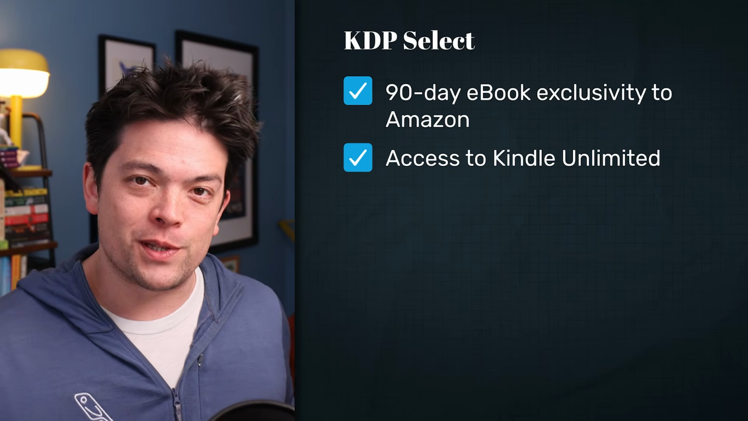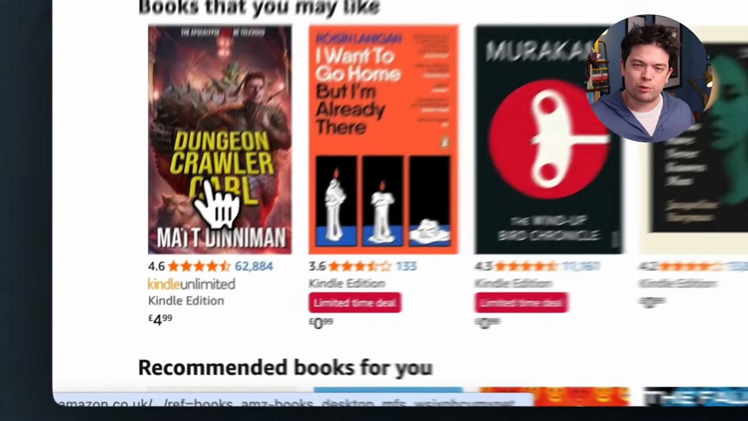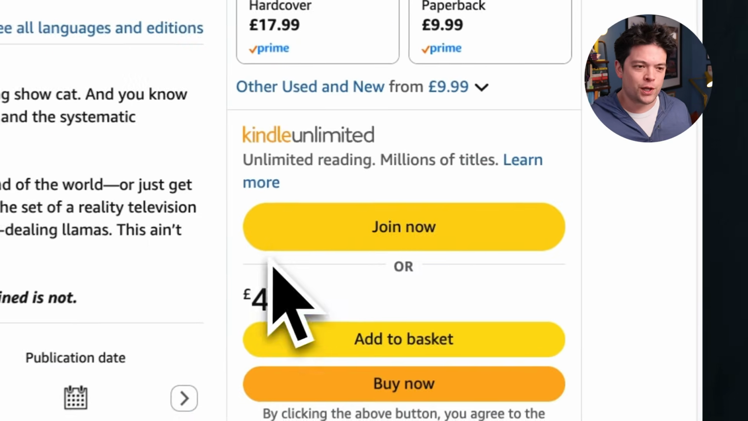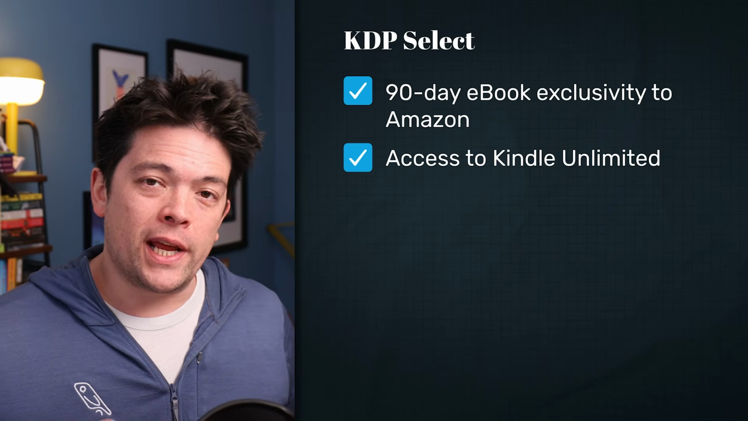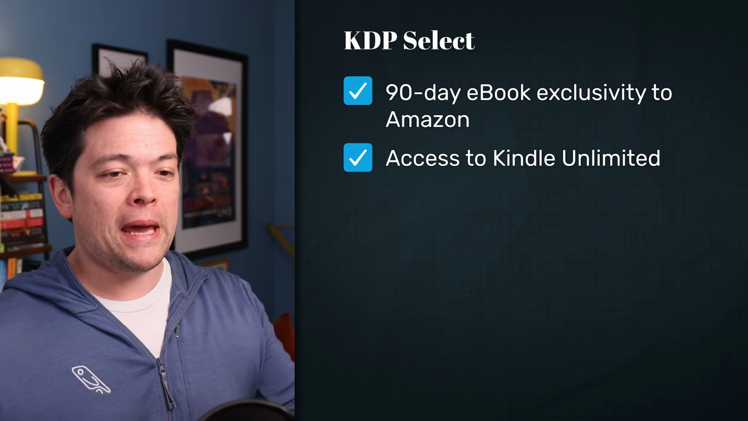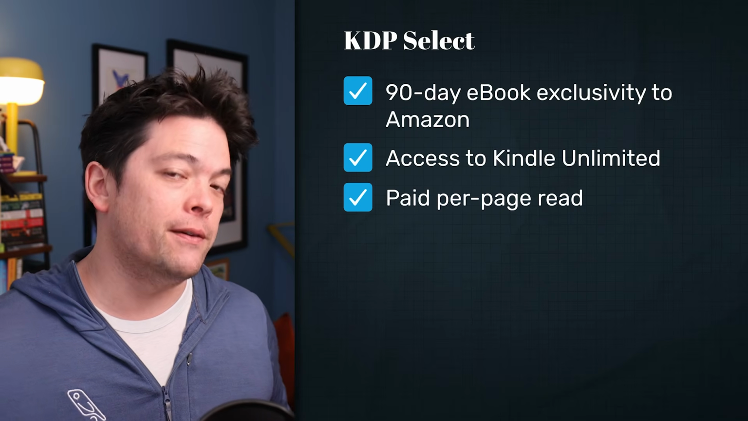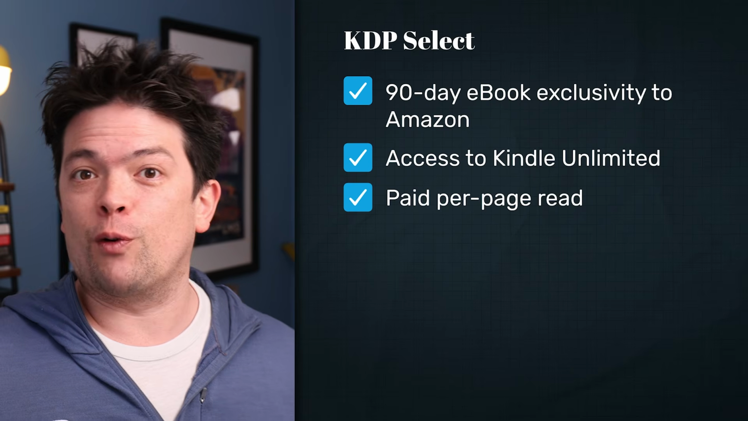or KU for folks in the know. This is effectively a subscription library like a Netflix for books, where readers can pay a monthly fee and read as many of the books as they like. When a KU reader reads your book, you get paid out based on the number of pages that they've read. For some authors, this is a fantastic arrangement.